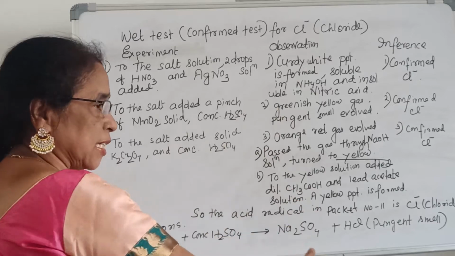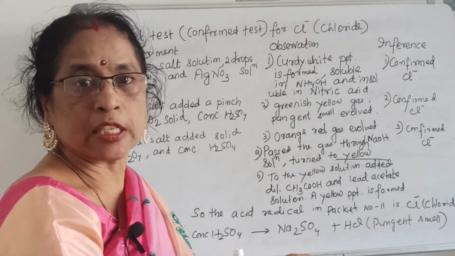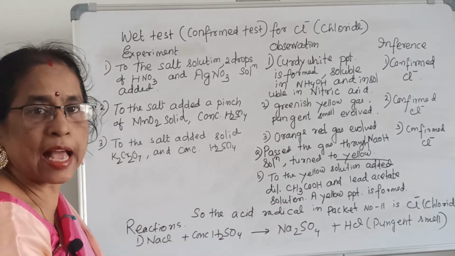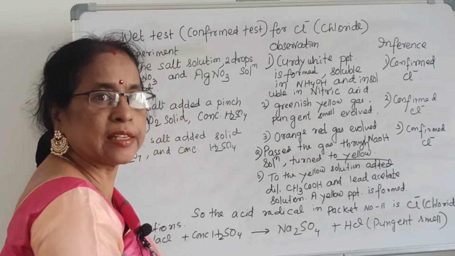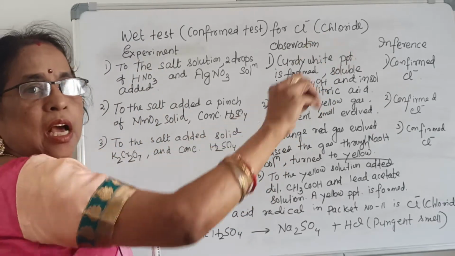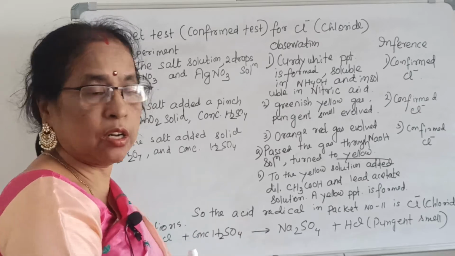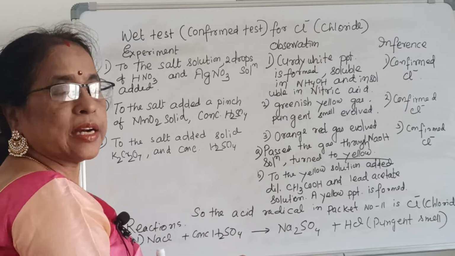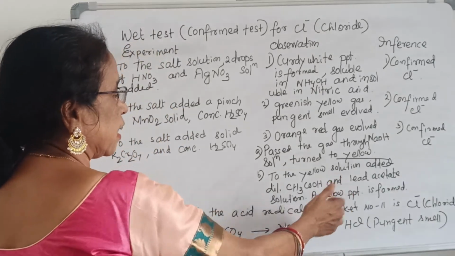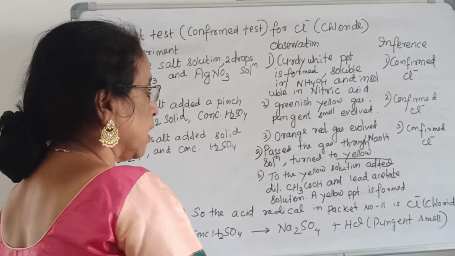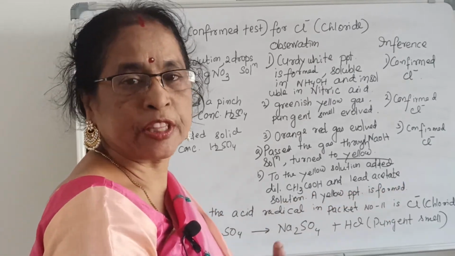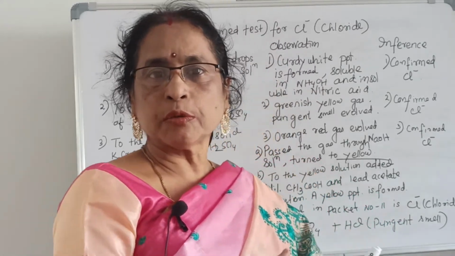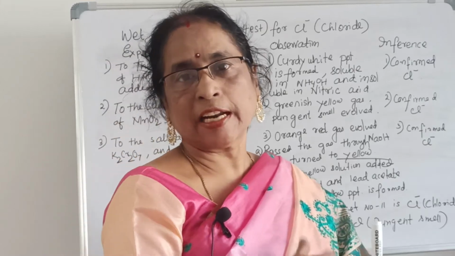And after doing these tests, first you take the salt and add potassium dichromate, which is orange color, and then add concentrated sulfuric acid, and here it gives orange red gas, and that is passed through the sodium hydroxide solution, which is colorless, and it gives a yellow solution. And now to that yellow solution add dilute acetic acid and lead acetate solution. Lead acetate solution is colorless, and it gives a yellow precipitate. That means here confirmed chloride. These are the confirmed tests of chloride. First we have done the dry test, and after that the wet test.